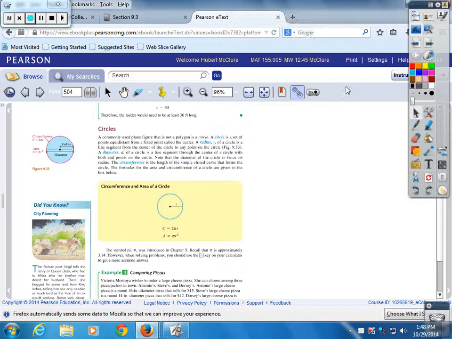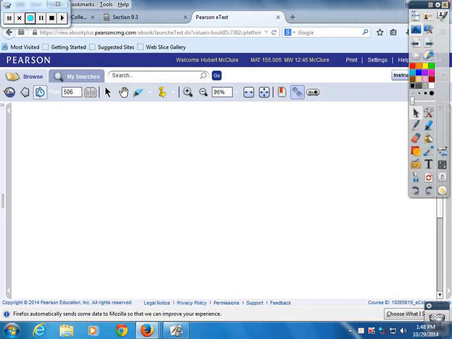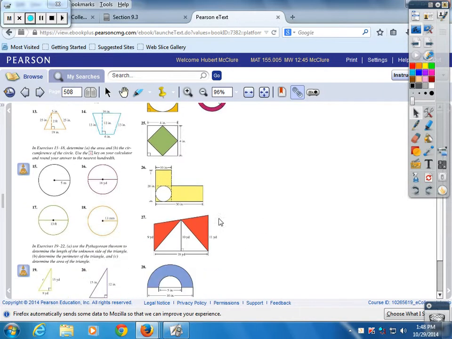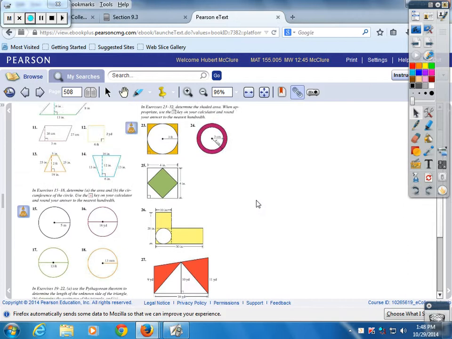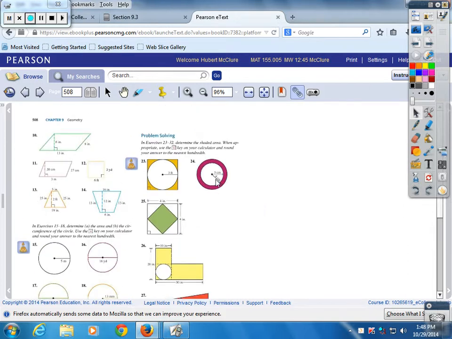All right, let's take a look at some of the problems that they got in the homework there. One that you might see a good bit of is right here, 24. Look at that one. Let me move it over for you.